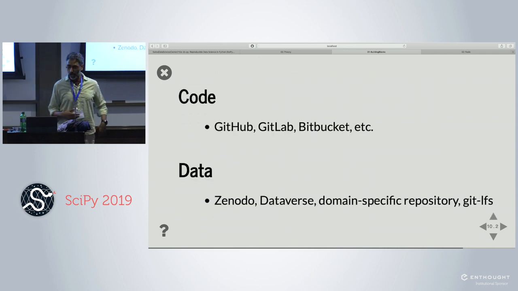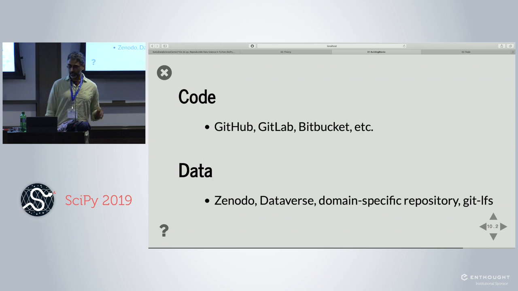Okay, so the last question that we need to answer, which one of the audience questions is also about, is how can I structure my project? Where can I put my data and my code so that other people can access it? So for code, the standard answers are certainly valid. Put your code on GitHub, on GitLab, on Bitbucket, on any of these tools that are widely used for storing code.